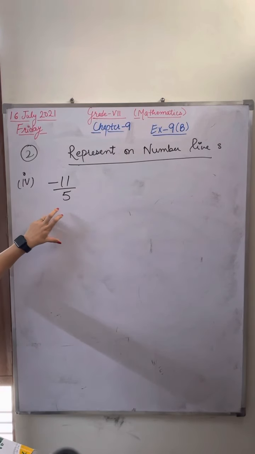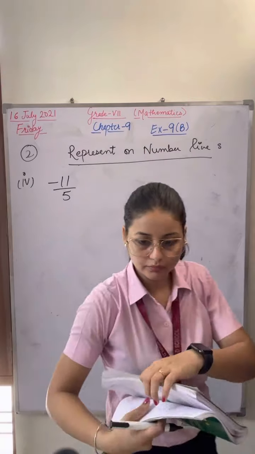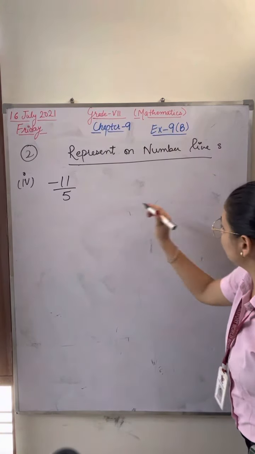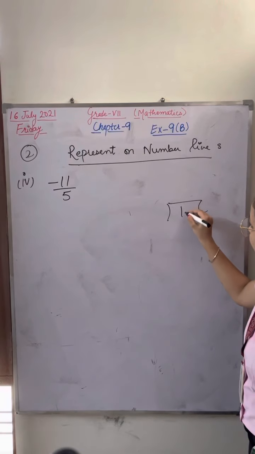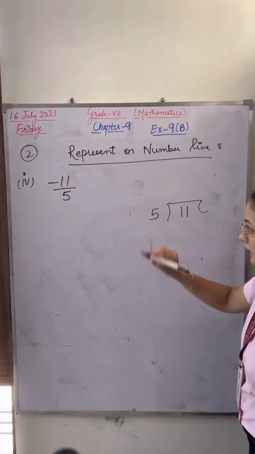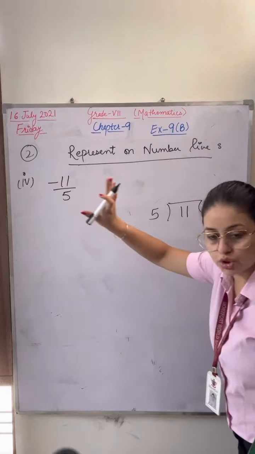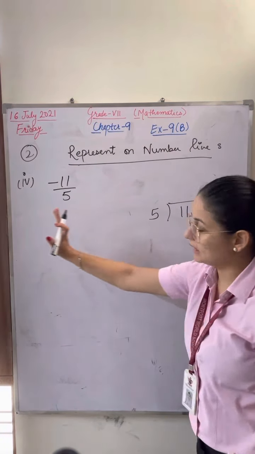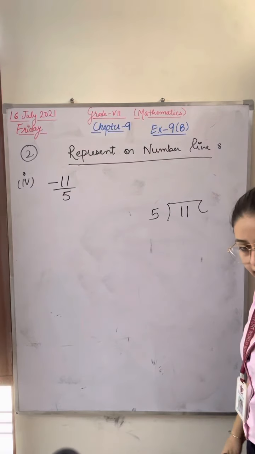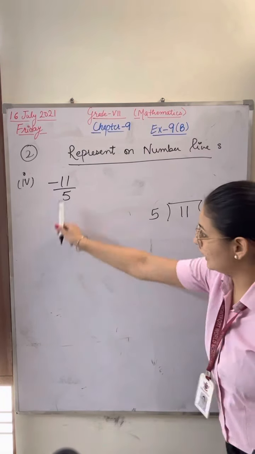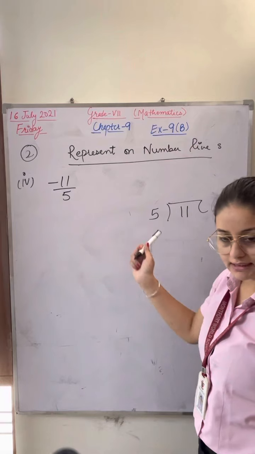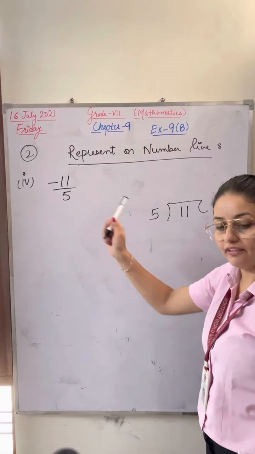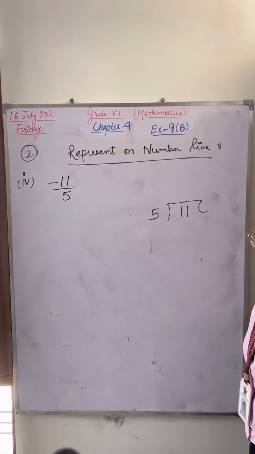In this case, what do you have to do? Here, first of all, go for the division. 11 will be here, 5 will be inside. This is negative, so you should understand by this that a negative value will lie on the left hand side or the right hand side? It will lie on the left side of the 0.